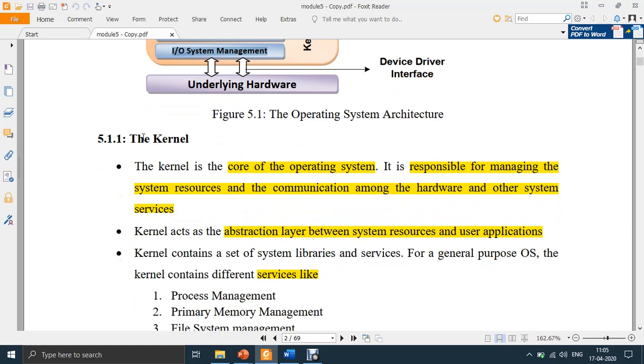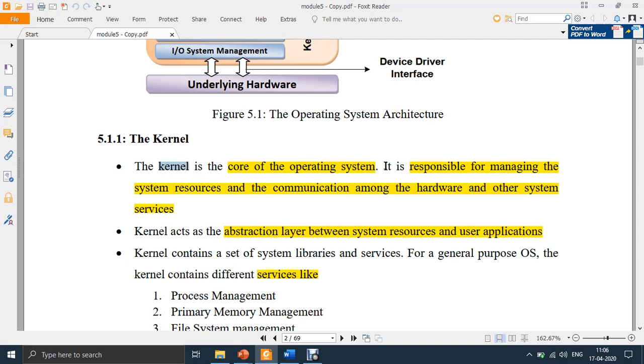Now we shall see what a kernel is. You can see kernel services. What is a kernel? The kernel is the core of the operating system. Whatever operating system you run, not all the code of the operating system becomes the core. Only the essential part of the operating system becomes the core. You can say it is the brain of the operating system. That is what the kernel is.